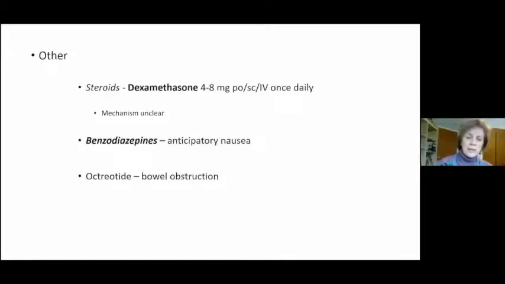And we're not going to get into bowel obstruction, but for a patient with a full, complete bowel obstruction, a medication called octreotide, given subcutaneously, can be helpful. But that's outside of the realm of this particular discussion.